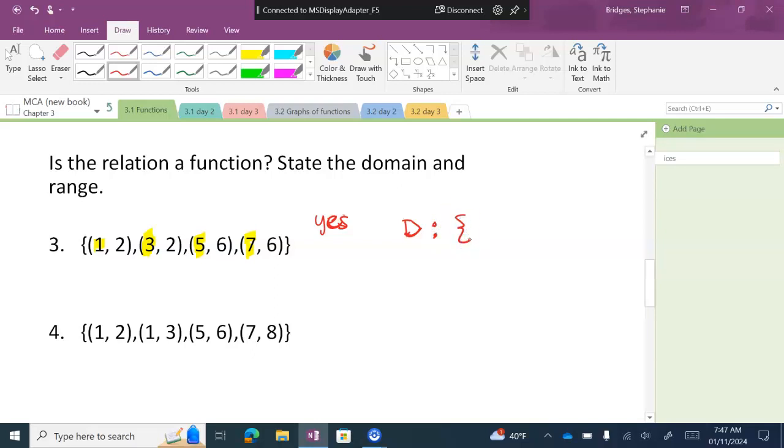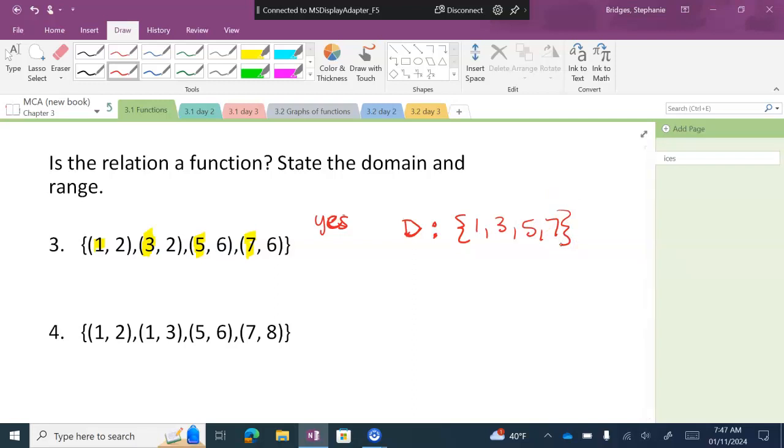All right, the domain is going to be the set of what values? The x's, what are they? What in this set? 1, 3, 5, and 7. Okay, and you see I put the little braces. The braces hold a set of numbers.